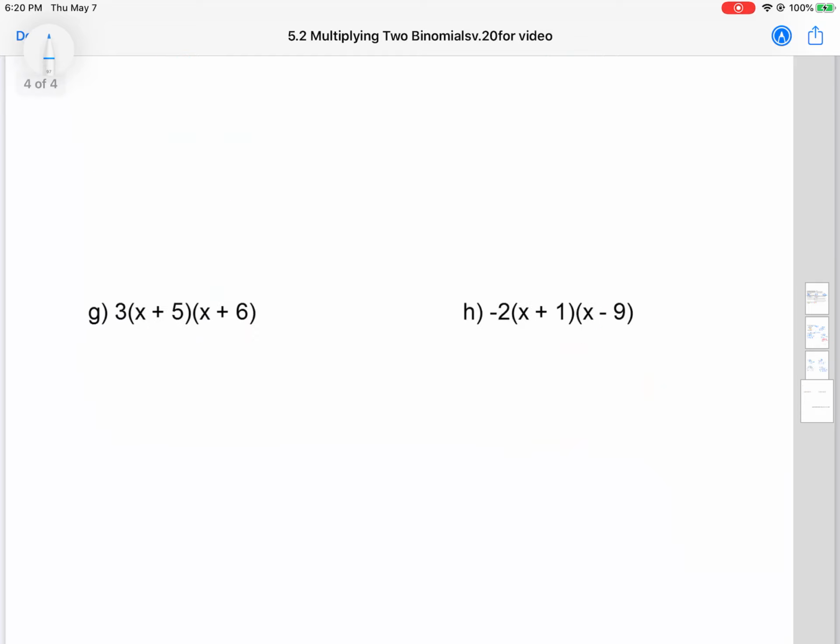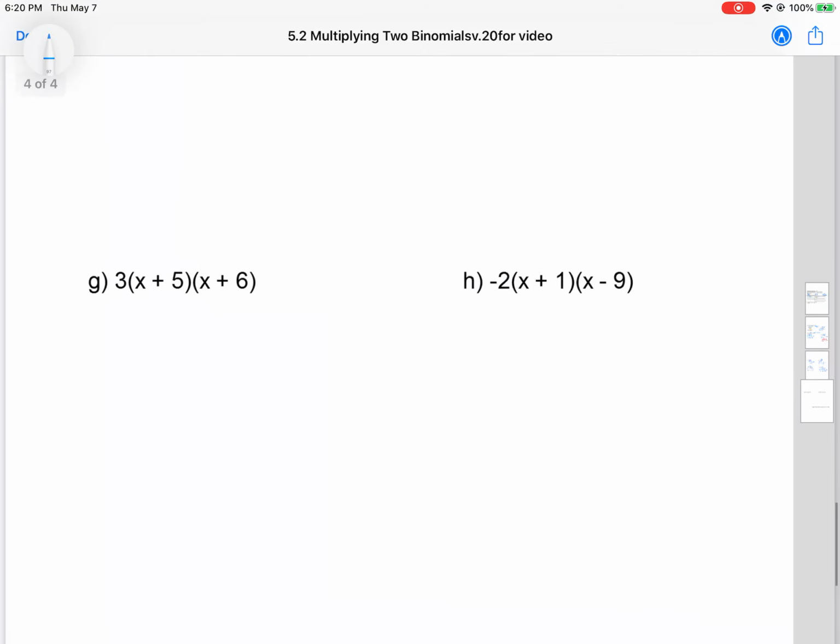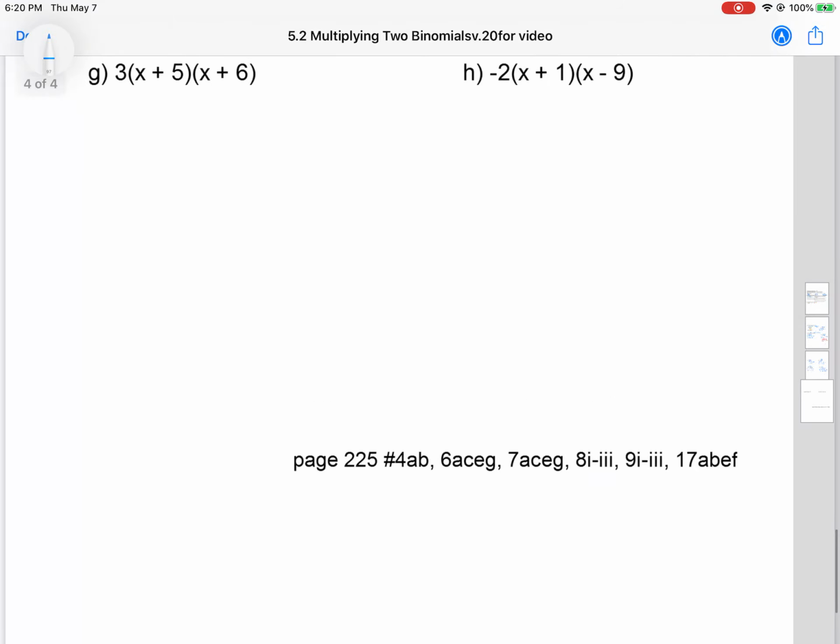Okay, so the last two examples have more than one step, but that's not a big deal. There's a number out front. So what I would do is wait till the end to take care of that. Okay, so I would FOIL first. Sort of like BEDMAS, right? Take care of the brackets first and then multiply by 3. Okay, so I'm just going to keep the 3 there.